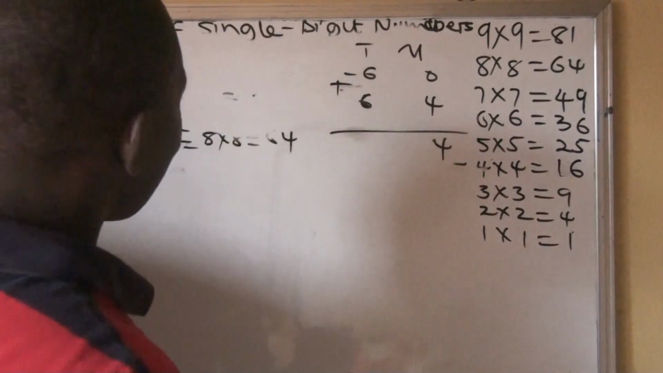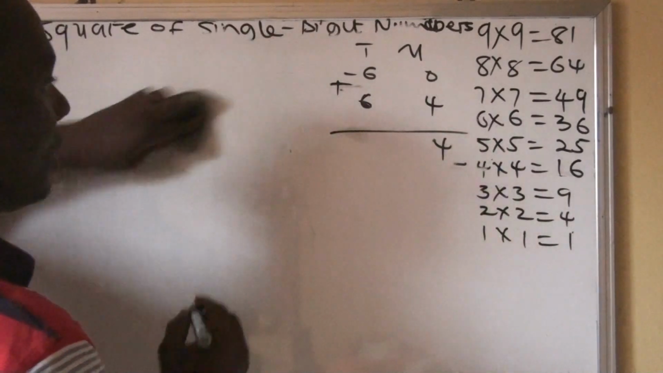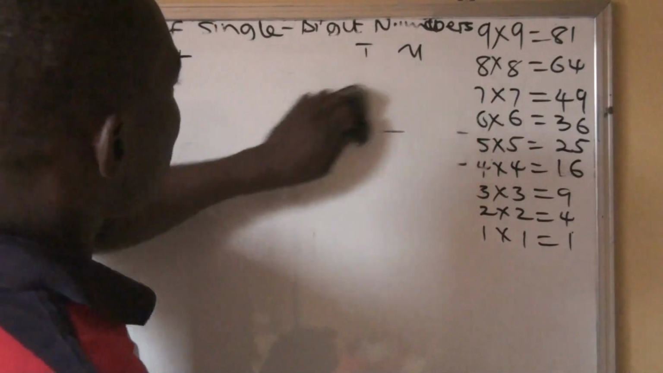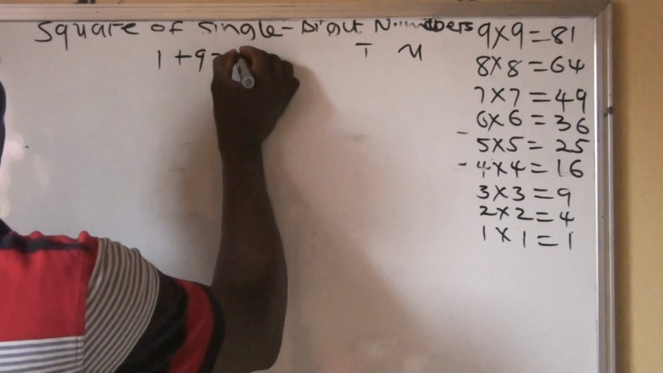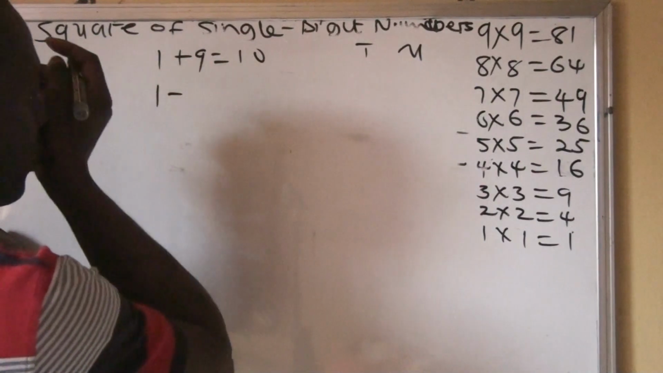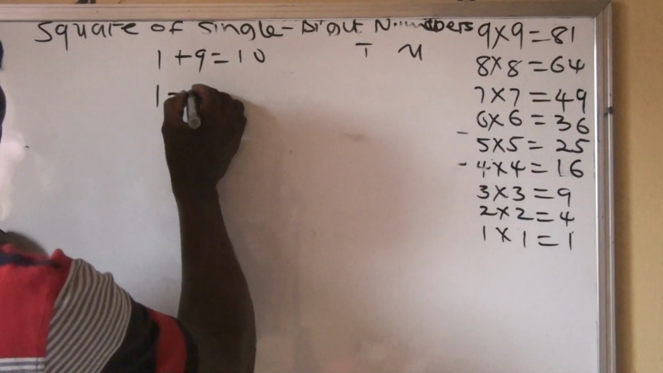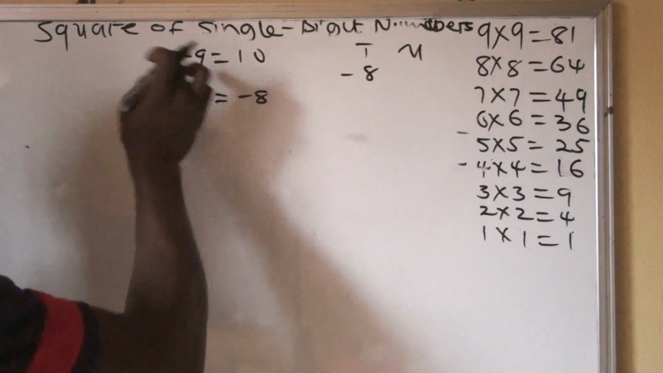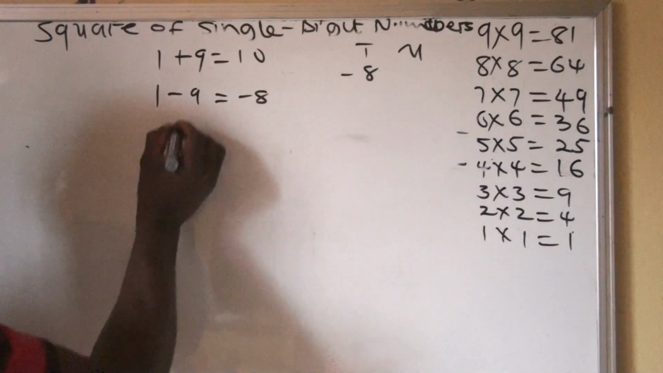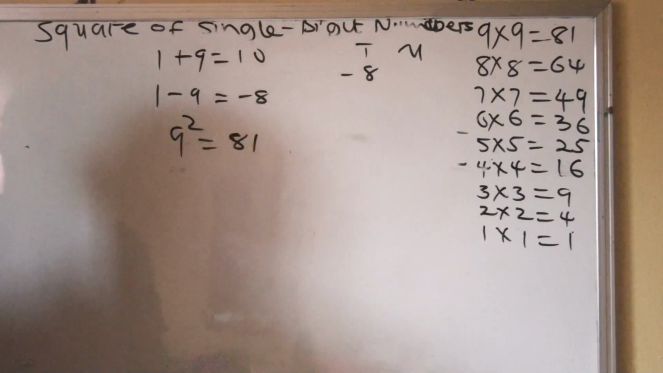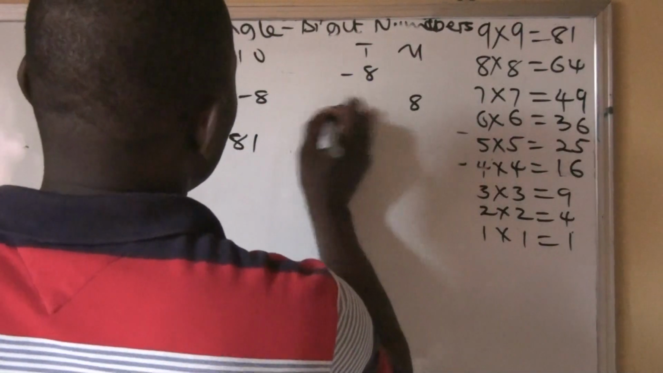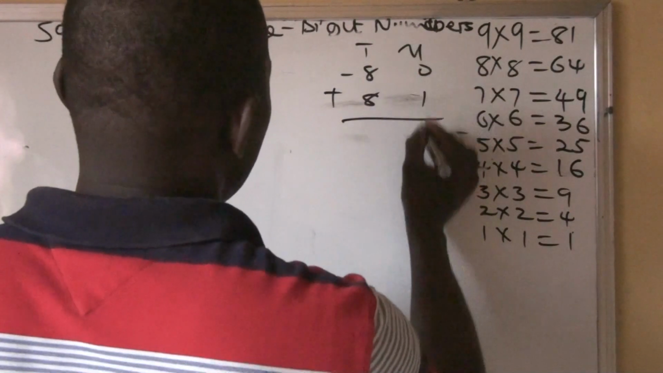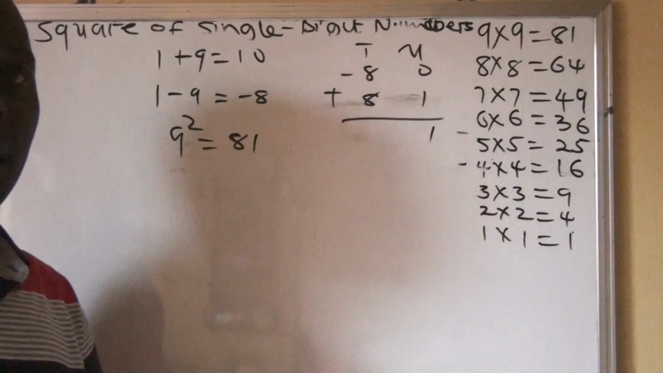Alright, we have done it for this. Let's try it for 1. 1 plus what will give us 10? It is 9. So 1 minus 9 gives us minus 8. And here, 9 square is 81. So here we have plus 81. If we add it, you see that 1 square is 1.